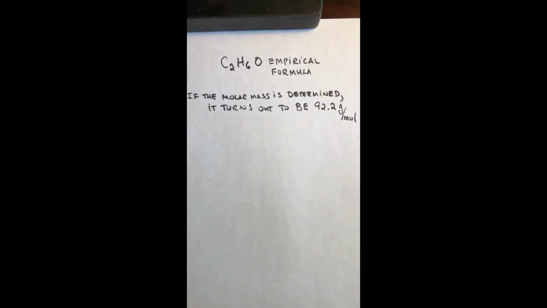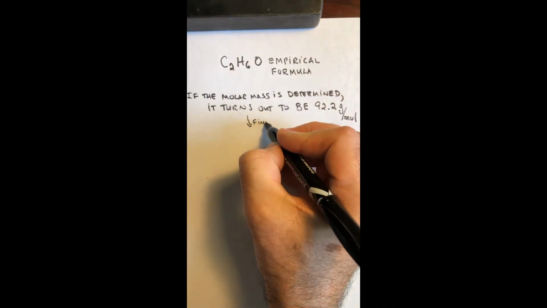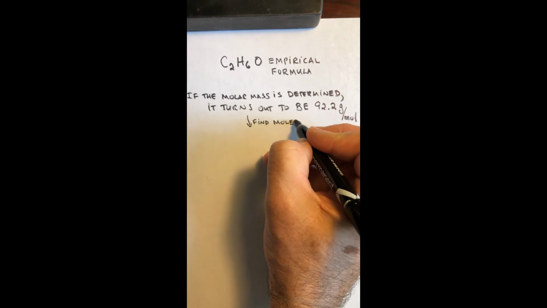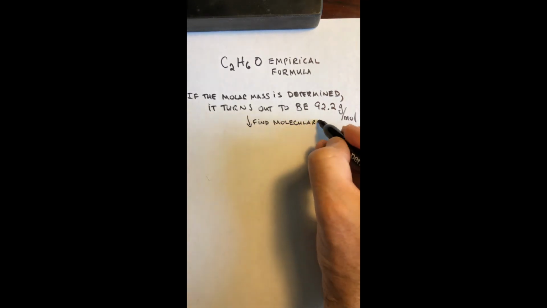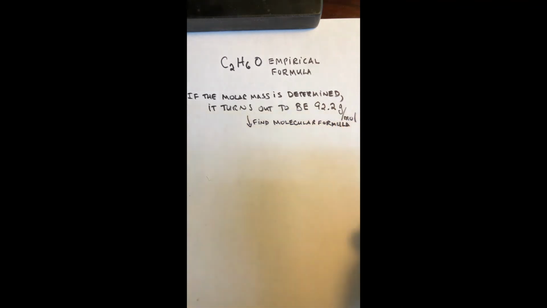So in the combustion analysis, we found that the empirical formula of our unknown compound was C2H6O. Now let's say that we have a method by which we can determine the molar mass, and it turns out to be 92.2 grams per mole. We can use these two pieces of information to find the actual molecular formula. Remember, the molecular formula is the one that tells us exactly how many atoms of each element are in this compound.